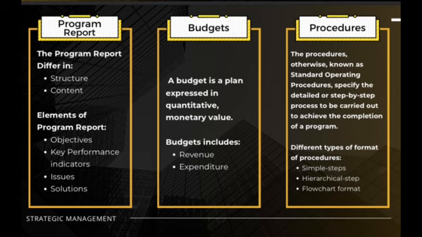Next, we have the budget. Without a clear and detailed budget, you may face unexpected costs, delays, or gaps in your strategy execution. To make sure that your strategic goals are attainable, reasonable, and in line with your resources, it is essential to create a budget for the implementation of your strategy. A budget is a plan expressed in quantitative monetary value. It includes revenue and expenditure.